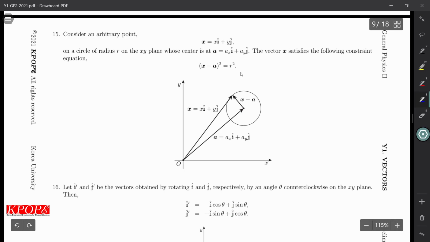Number 15. Consider an arbitrary point on the xy plane. So this is the x coordinate and y coordinate of this two-dimensional vector. We consider a circle of radius r. So this radius is r, in an xy plane whose center is at A. So this vector A is the position vector representing the center.